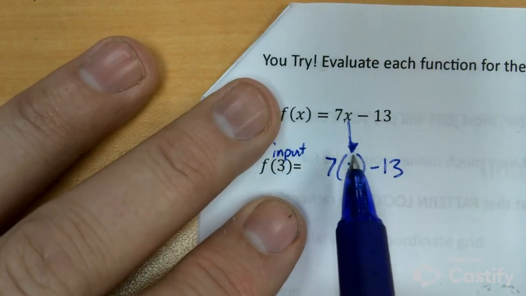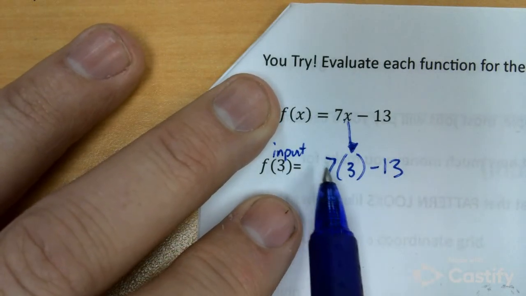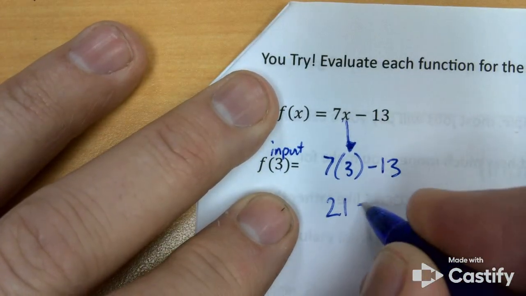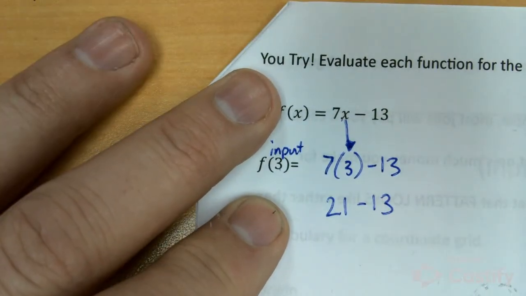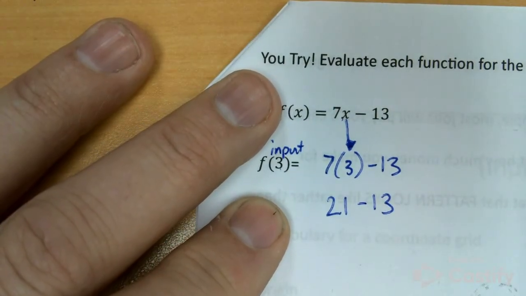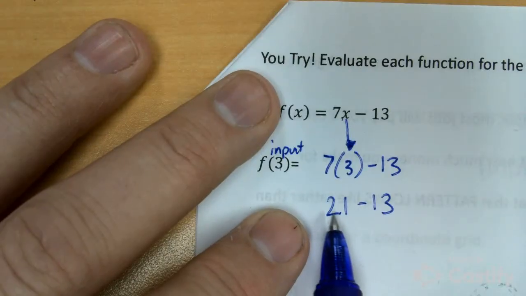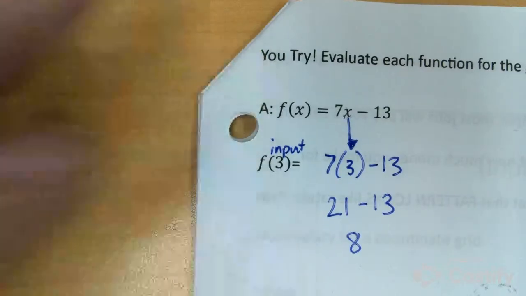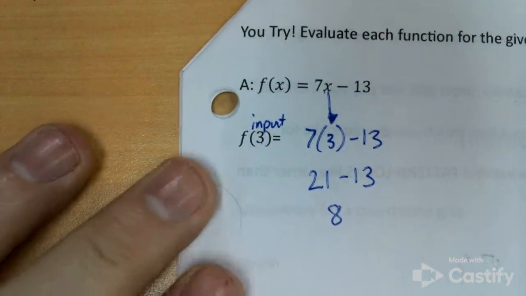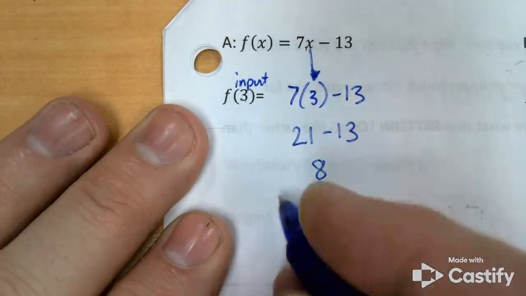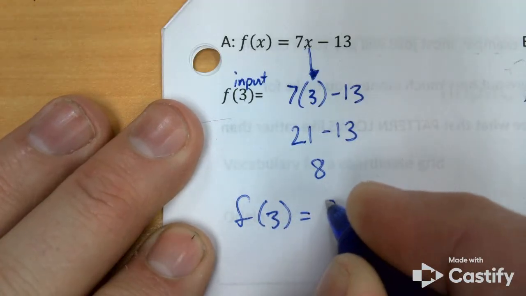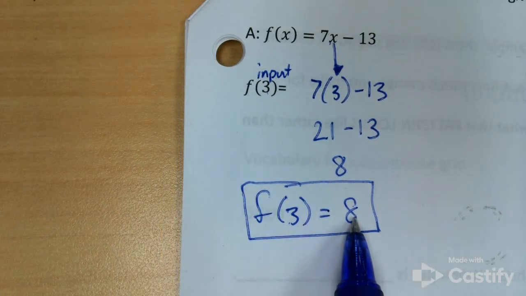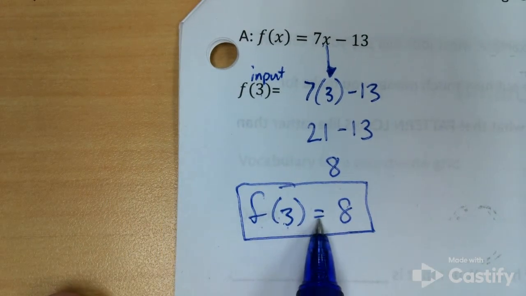So we do PEMDAS: parentheses, exponents, multiply or divide, add or subtract. The first thing we're going to do is our multiplication here. 7 times 3 is 21. And rewriting the rest of it, we have 21 minus 13. Now to finish this up, we do 21 minus 13, and we get 8. So then we write our final answer as our function sentence. We say f of 3 is 8. So when I input 3, my corresponding output is 8. f of 3 is 8.